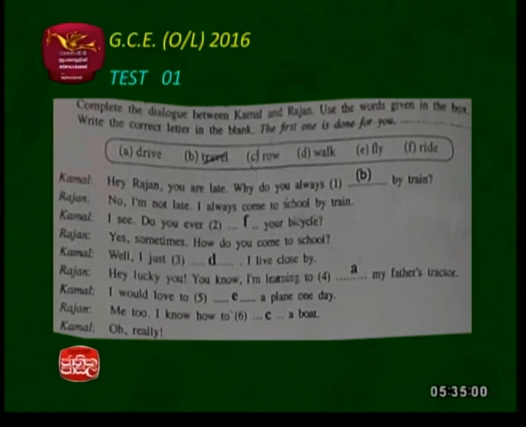Yeah. So Rajan says, no, I'm not late. I always come to school by train. I see. Do you ever ride your bicycle? Yes, sometimes. How do you come to school? Well, I just walk. I live close by.